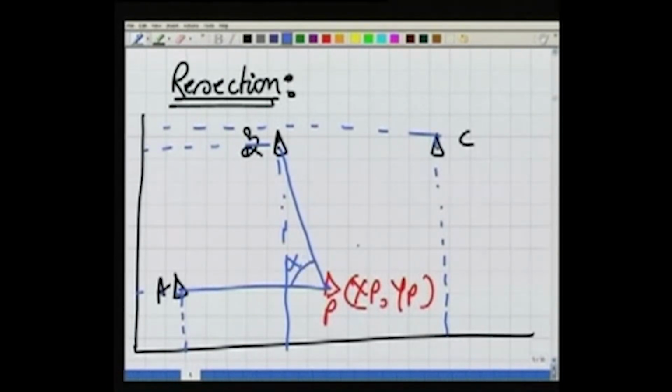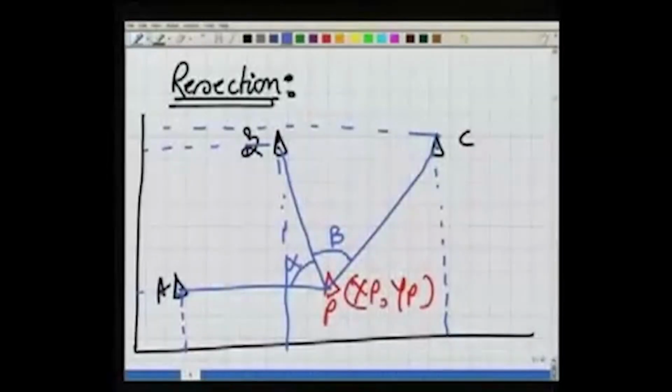Then I can also measure the angle BPC, this angle is beta. When I am saying the angles, I mean we are measuring the angles in the horizontal. Okay. Well, having known these two angles, can we determine the coordinates of XP and YP? Now this is a very simple problem.